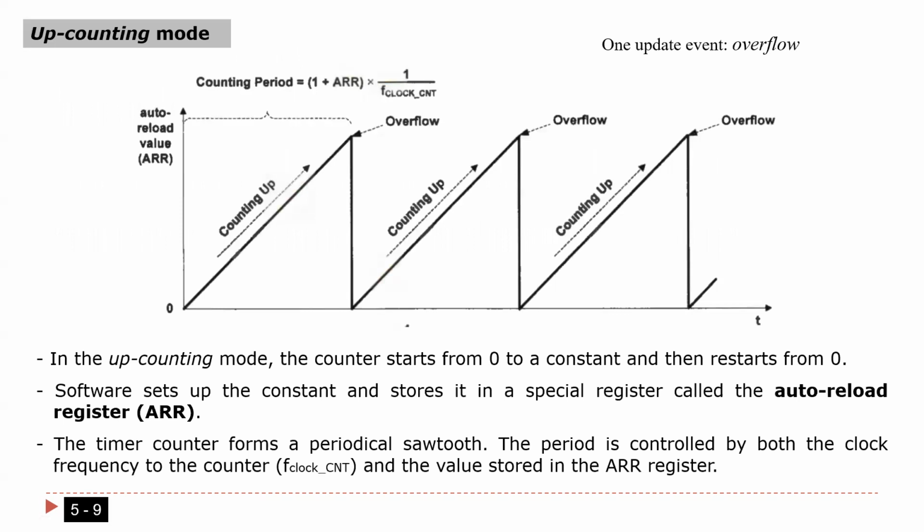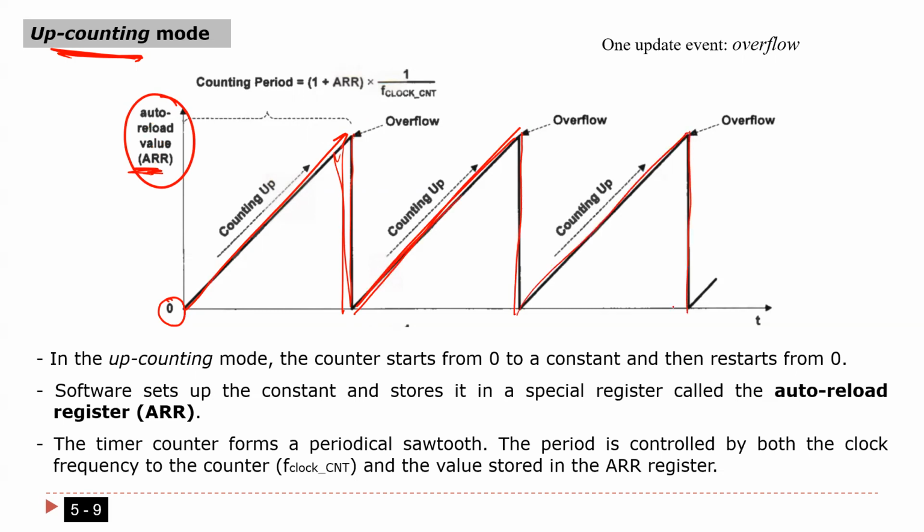What happens is, if you see here, guys, for example, if I select up counting mode, how does it work? The counter counts from 0, goes up until a certain value. We call it the auto reload value, or ARR. Then after that, automatically it comes to 0 and counts again until ARR, and so on.